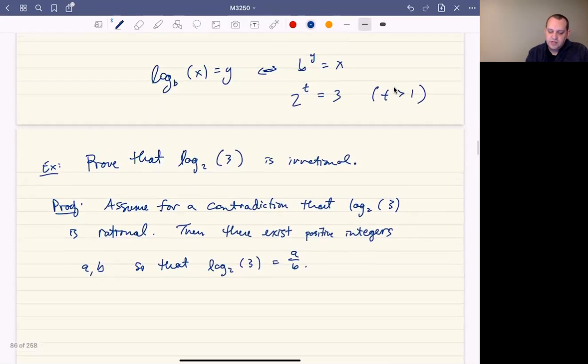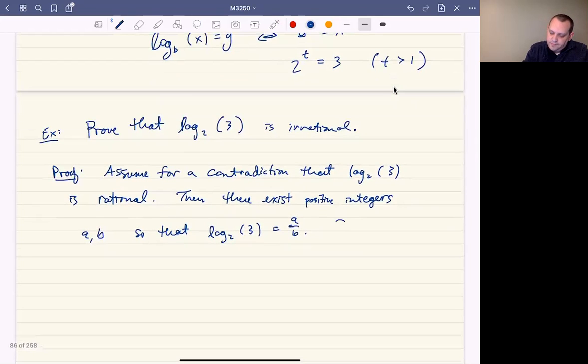And so again, by definition, just going back to what we mean when we say something's the log of something, we can conclude that 2 to the a over b is equal to 3, because that's what that means by definition of a log. And therefore, if we raise both sides to the bth power, we have 2 to the a equals 3 to the b. And so now we need to find a contradiction. And it turns out that if a and b are positive, then the left side is always even, and the right side is always odd.